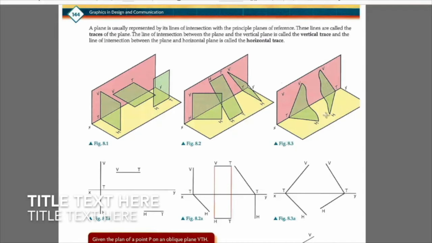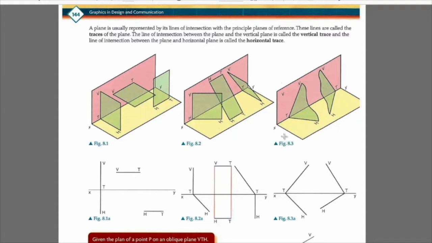Okay, so just to do a quick recap of what we looked at the last day. We looked at the traces of the planes, and what we said was we always have two traces. We have a vertical trace where the plane that we're looking at hits the vertical plane, and then we have a horizontal trace where the plane hits the horizontal plane. And depending on the angle of the planes to those two principal planes, you get your traces at different angles.